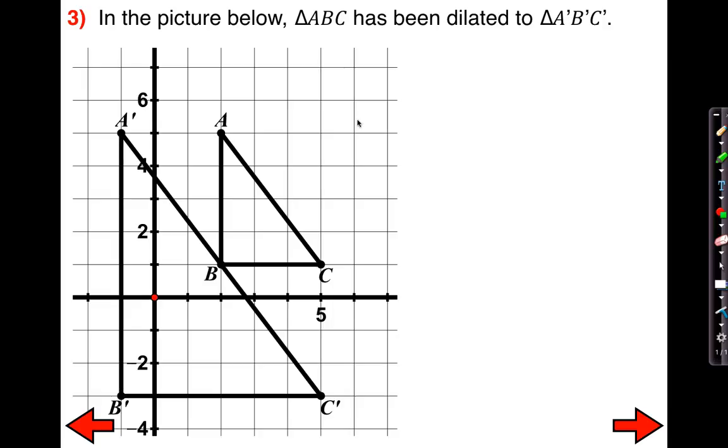Okay, so for number 3, it says in the picture below, triangle ABC has been dilated to triangle A prime, B prime, C prime. Find the scale factor. At this point, what I'd like you to do is go ahead and pause the video and try this one on your own.